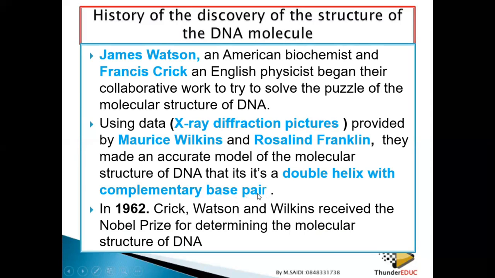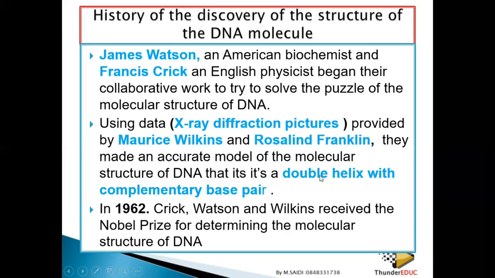They found out that DNA consists of adenine, thymine, guanine, and cytosine. And they found out that the percentage of adenine is equal to the percentage of thymine, and the percentage of guanine is equal to the percentage of cytosine. Therefore, they say that adenine complements thymine and guanine complements cytosine. Therefore, they say that these are complementary base pairs. This is how it came about.